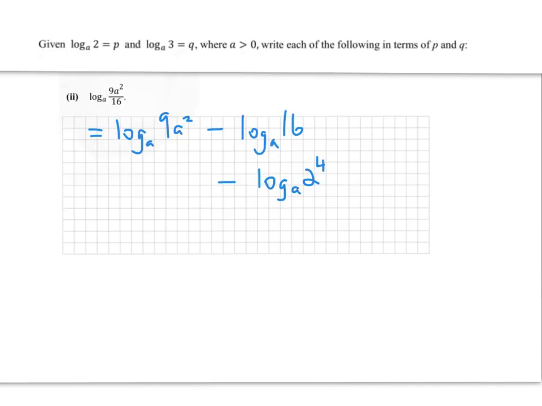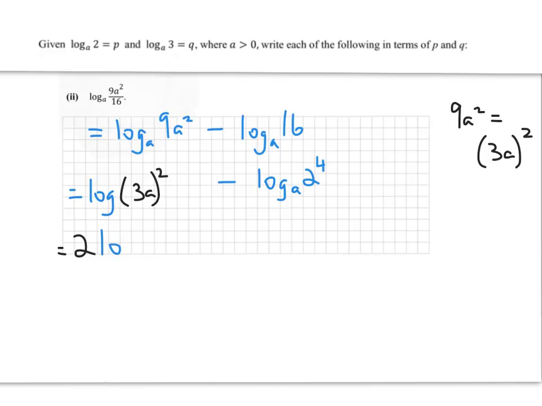Here I want to be able to break this up a little bit, and so I need to deal with the 9a squared first. So I know well that 9a squared is the same as 3a all to be squared. So that's going to give me over here log of 3a all to be squared. And so bringing down those powers as coefficients, that's going to give me 2 log 3a minus 4 log to base a of 2.